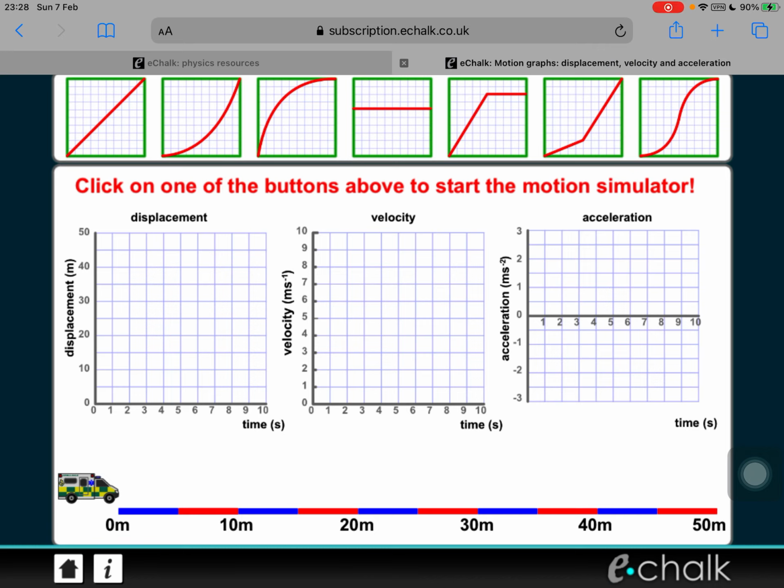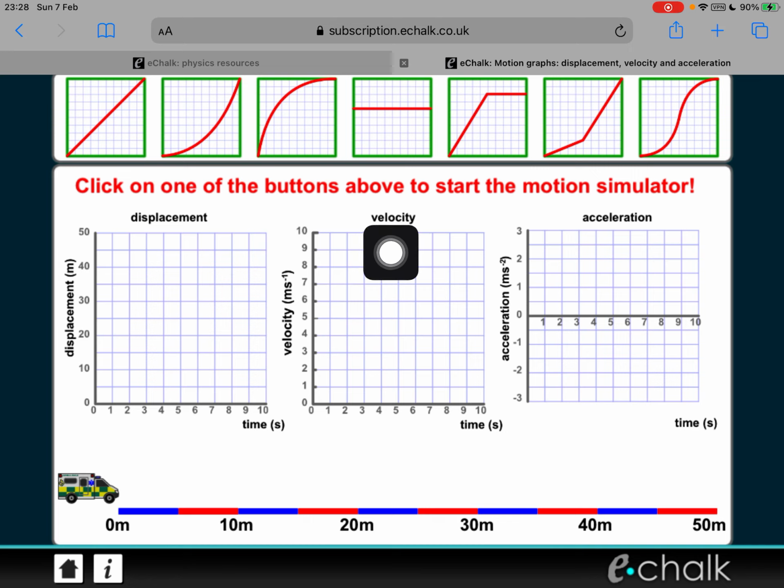Hi folks, this video will explain the theory for this week on how to find distance from a speed-time graph, and it will also take you through some example problems. On this screen, what you'll see is the ambulance will move across the bottom of the screen, and what we're going to focus on is the graph here in the middle.